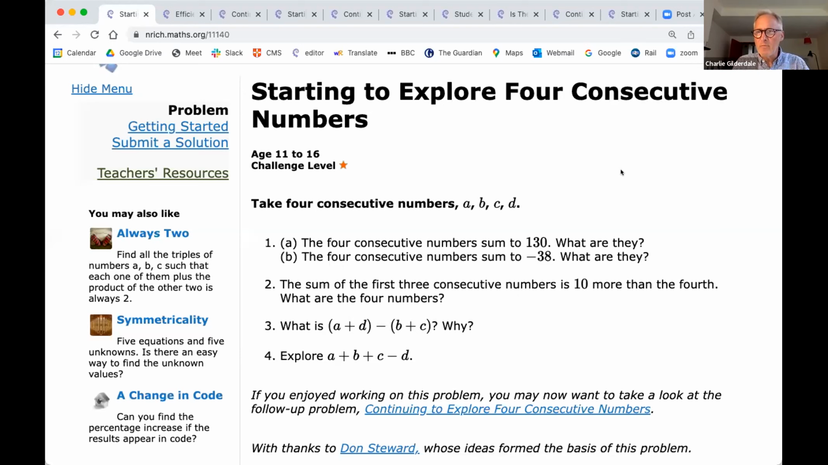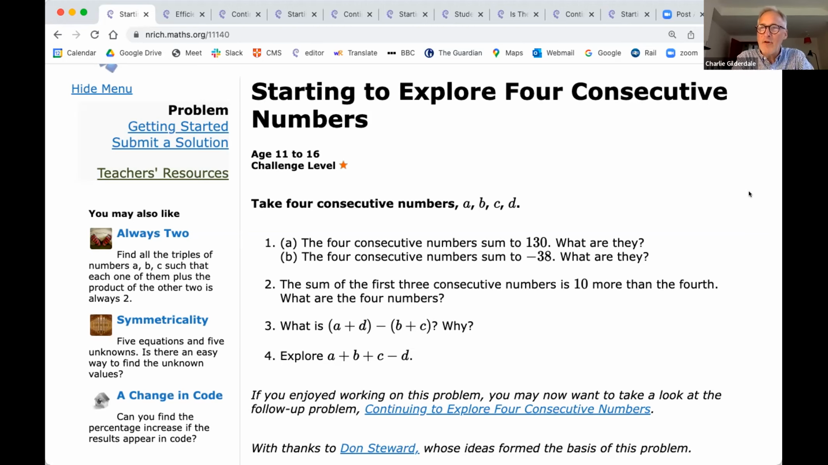So none of you, well, I mean, some of you may have done sort of trial and improvement, but this is a slightly more efficient way of going about it. And some of you are using algebra and thinking about n plus 1, n plus 2, n plus 3, and solving it in that way.